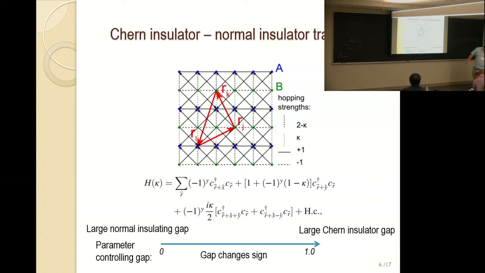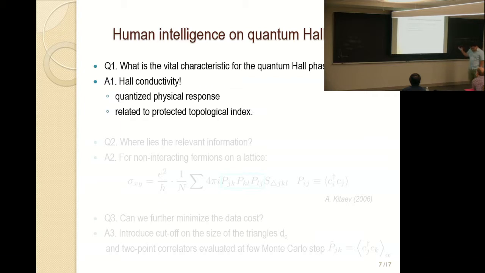And what we do is that we use operators which are a two-point correlator that travels around a triangle. So the operator we care about is a two-point correlation between Ri and Rj, Rj and Rk, and Rk and Ri. The reason we choose this operator is the following. We're going to ask the question whether this is a quantum Hall phase, whether this is a Chern insulator. So what can be the vital characteristic for quantum Hall phases? Well, we know that for a quantum Hall phase or Chern insulator, the most vital response will be the quantized Hall response, the Hall conductivity.